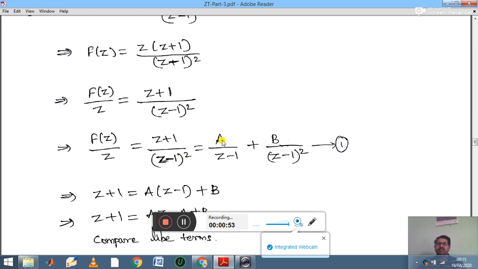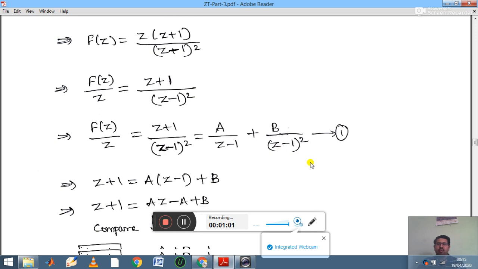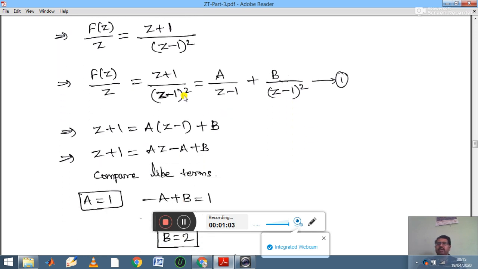If you apply partial fractions for this, you are getting A by z minus 1 plus B by z minus 1 whole square. You take it as equation 1, and here the LCM is z minus 1 whole square. If you multiply both sides, you are getting in the numerator z plus 1 is equal to A into z minus 1 plus B. Here the denominator z minus 1 whole square cancels, you are getting B only. Then if you solve this, z plus 1 is equal to Az minus A plus B.